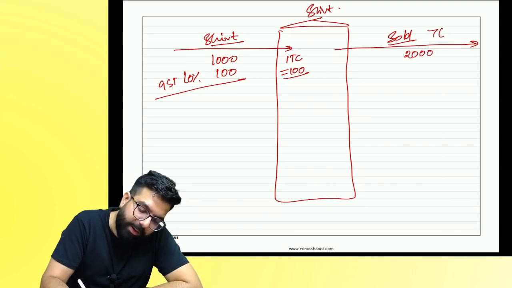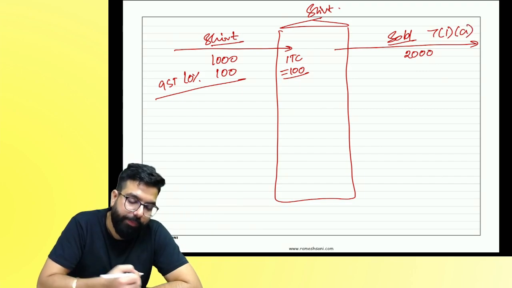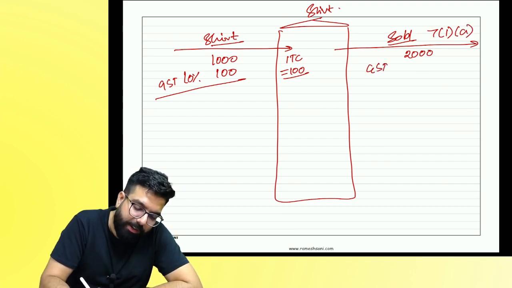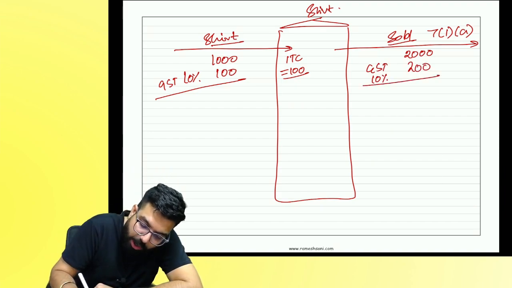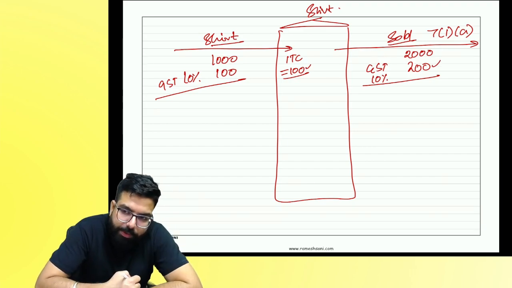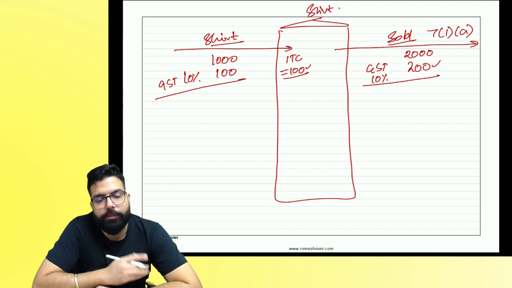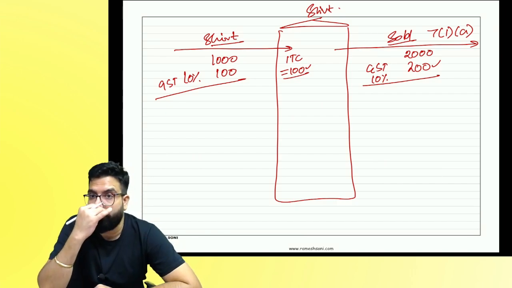Which section number will come? Section 7.1. Sure, everyone. 2000 rupees, GST I will take 200 rupees. Do you agree with me? How much is the output tax liability? 200. How much is the credit? 100. How much will I pay to the government? Story over. First shirt, any doubt?